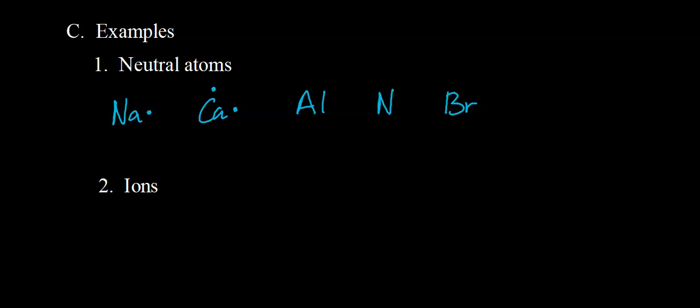All right, aluminum has 3 valence electrons, so we want to put 3 dots around the symbol. Yours doesn't have to look exactly like that as long as you have 3 dots. Nitrogen has 5 valence electrons. Watch how I do that. Bromine has 7 valence electrons. All right, let's take a look at some ions.